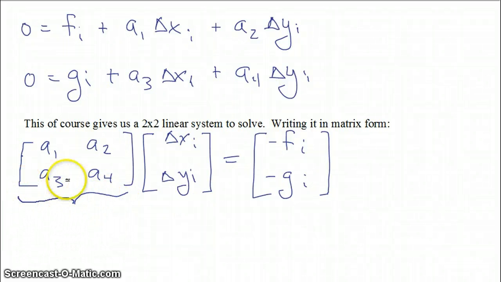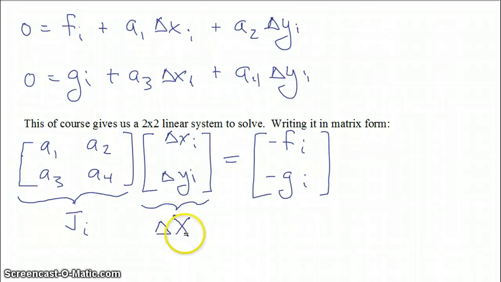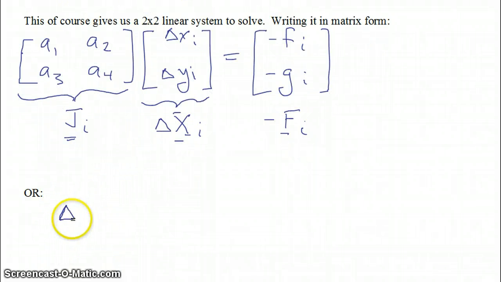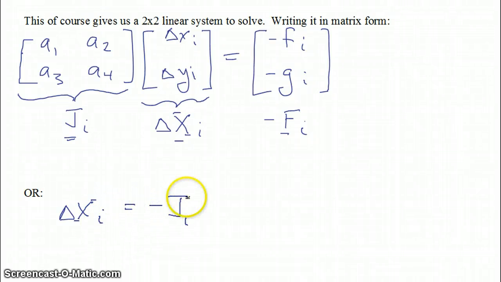Now, for convenience, I'm going to call this matrix ji. I'm going to call this delta capital X sub i. I'm going to call this minus fi. Now this is a vector, and this is also a vector, and this one here, ji, is a matrix. So another way to see this is delta xi is equal to minus ji inverse fi, where these two are vectors. Fi and delta xi are both vectors, and j is your matrix.